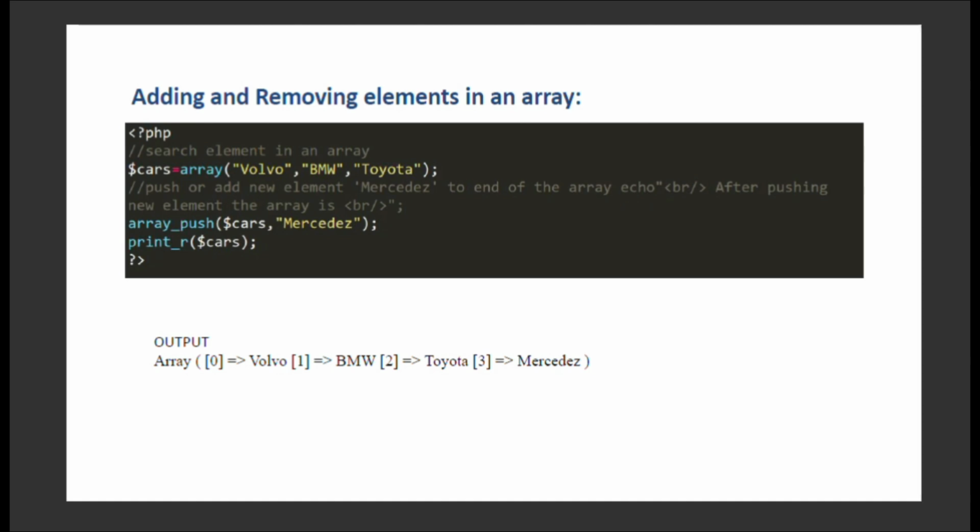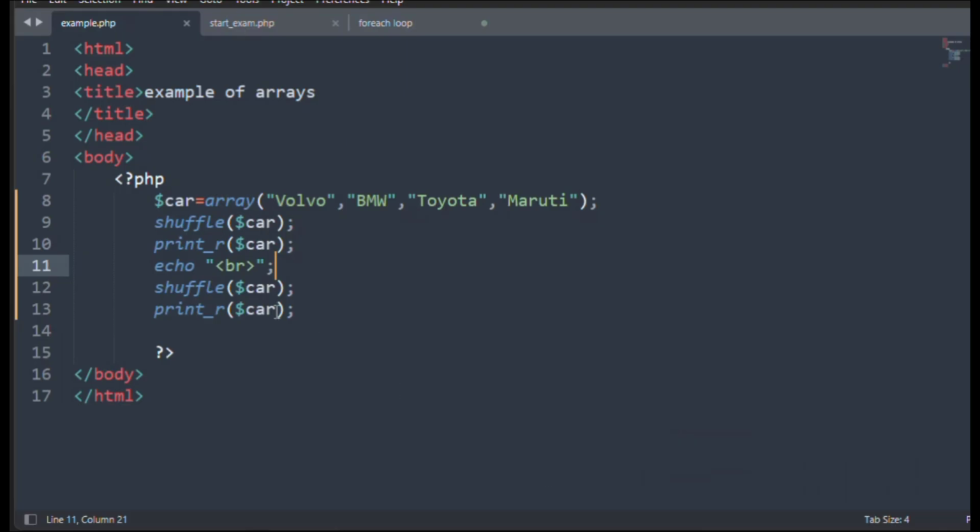Array push is used to add one or more elements to the end of an array. Here you can see I have given the array as the same, Volvo, BMW and Toyota, and in that I have used the array_push function, and first I have given the argument as our array, and separated by a comma I have given the value that we want to push inside the original array. Now we will try to execute this code.